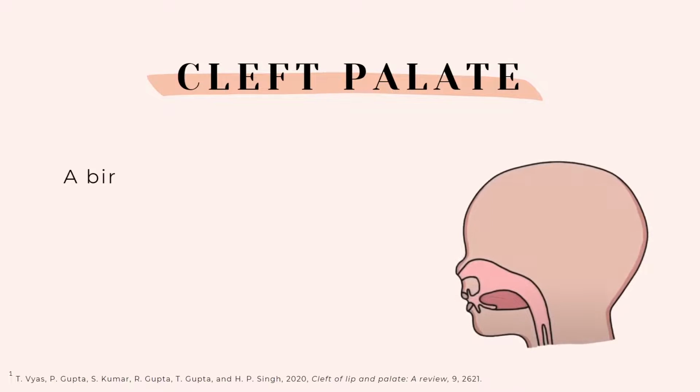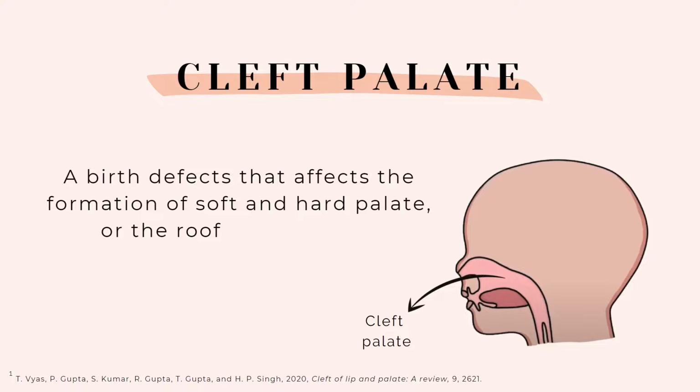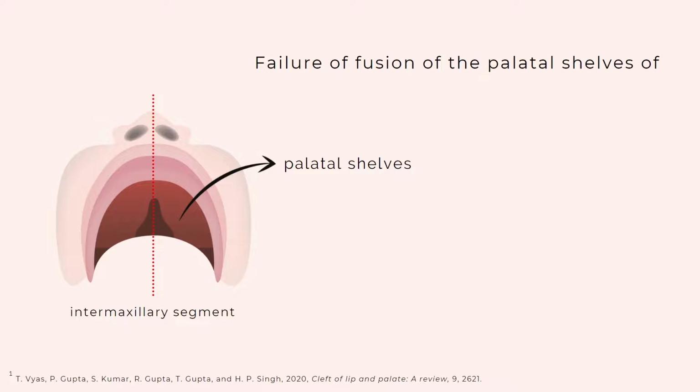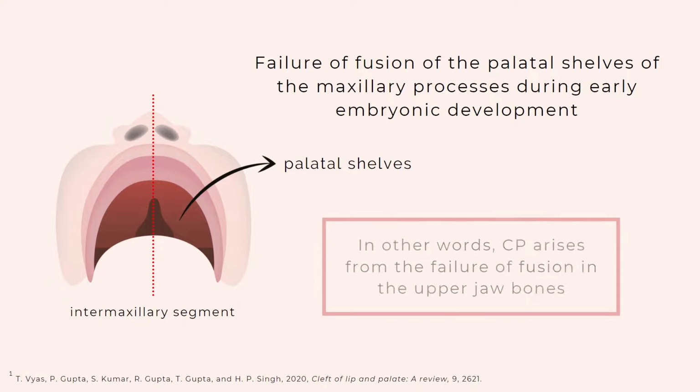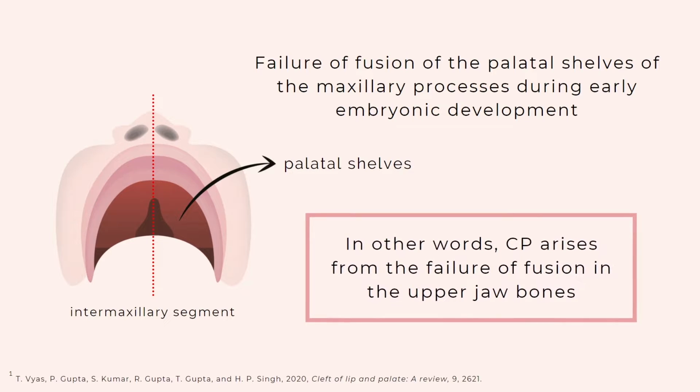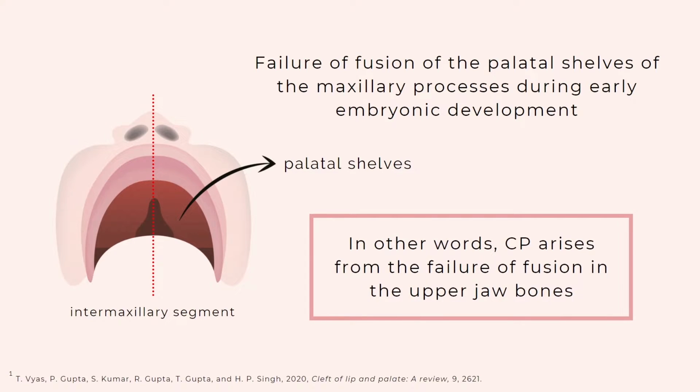Have you ever heard about cleft palate? Well, cleft palate is a form of birth defect that affects the formation of soft and hard palate, or the roof of the mouth. Cleft palate arises from a failure of fusion of the palatal shelves of the maxillary processes, or in other words, failure of fusion of the upper jaw bones during early embryonic development.